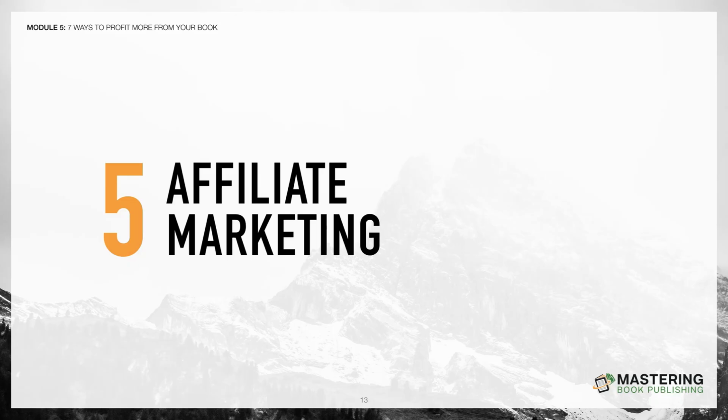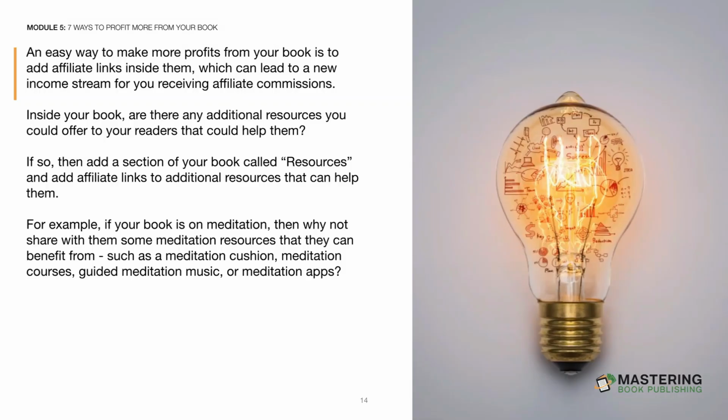The fifth way is affiliate marketing. An easy way to make more profits from your book is to add affiliate links inside of them, which can lead to a new income stream for you, receiving affiliate commissions. So I want you to ask yourself, inside of your book, are there any additional resources that you could offer to your readers that could help them? If so, then you could add a section of your book called Resources, and then add affiliate links to additional resources that can help them.